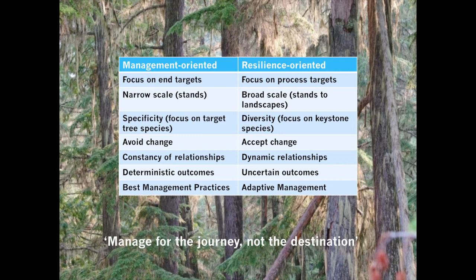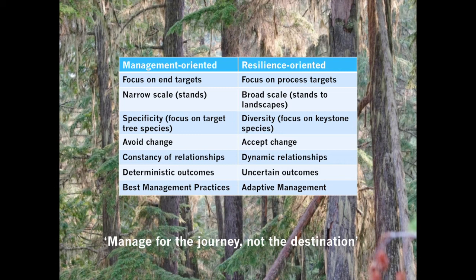Management focuses on a narrow scale, whereas resilience forces you to think on a broader scale, from stands to landscapes, sub-watersheds, etc. Management tends to be very specific and focus on target tree species, for example, whereas resilience focuses on diversity, particularly with a particular emphasis on keystone species. There's no reason why those keystone species can't be trees, as I've indicated, but they're not only trees.